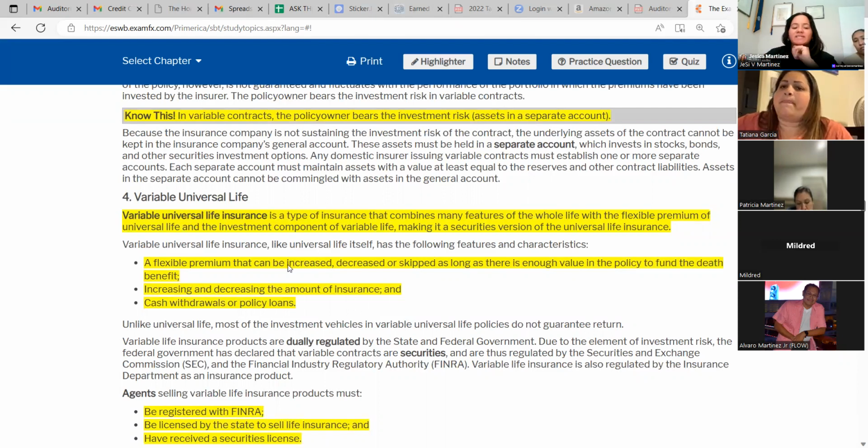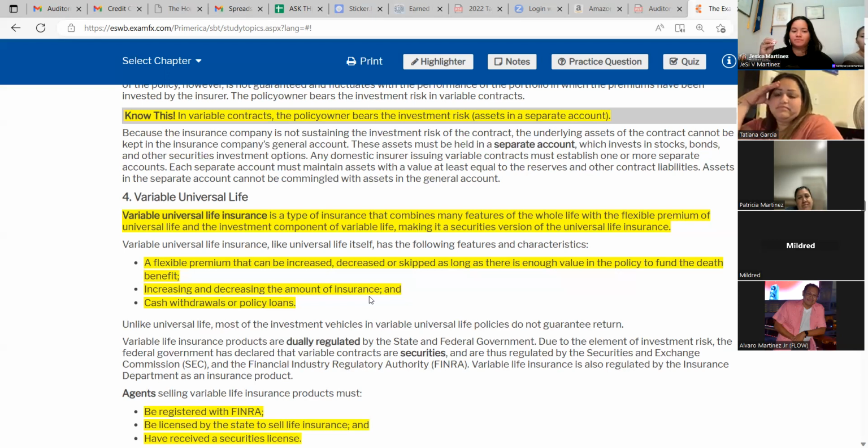So it's a flexible premium that can be increased, decreased, or skipped as long as there is enough value in the policy to fund the death benefit. It's increasing and decreasing the amount of insurance and cash withdrawals or policy loans. So it's grabbing from the variable and the whole life. When you come across these questions, you'll have to really read them slowly and see exactly what they're asking, because these are the ones that are going to be confusing. They're asking basically the same thing that we just studied, but now they're combining them. So we saw variable life, right?